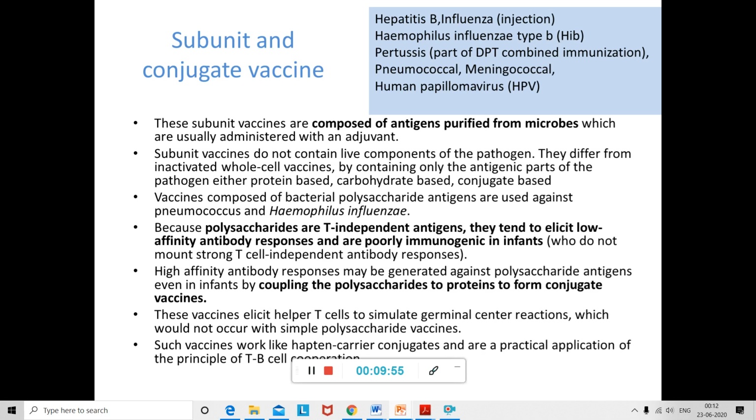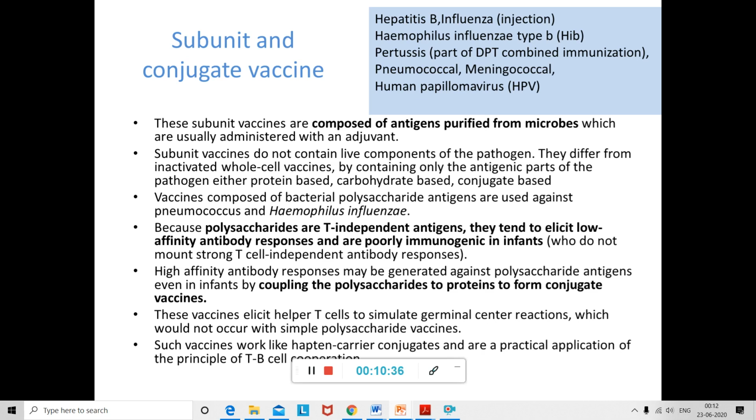Now these vaccines, since they do not contain any living components, the chance of inducing a disease has been found to be very low here. They only contain the antigenic parts of the pathogen. Okay. Now, vaccines composed of bacterial polysaccharide antigens are used in the case of pneumococcus as well as Haemophilus influenzae. But it has been found that these polysaccharides are T-independent antigens, and they tend to elicit only a low affinity antibody response and are poorly immunogenic in infants.